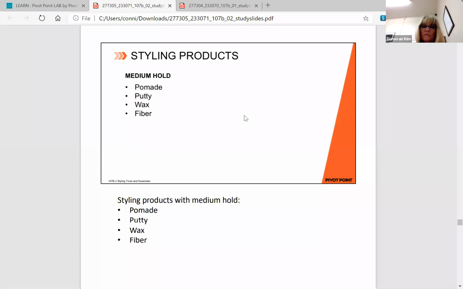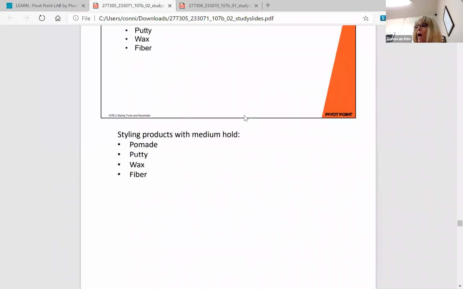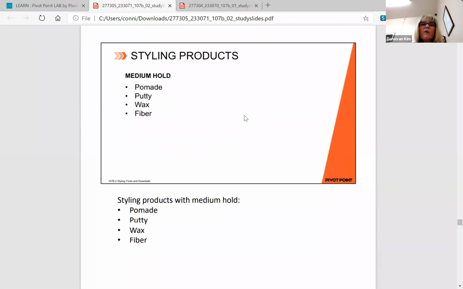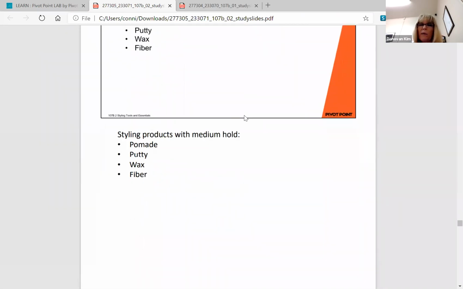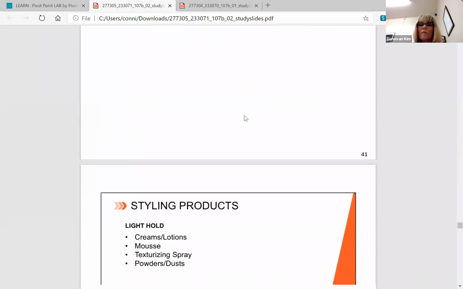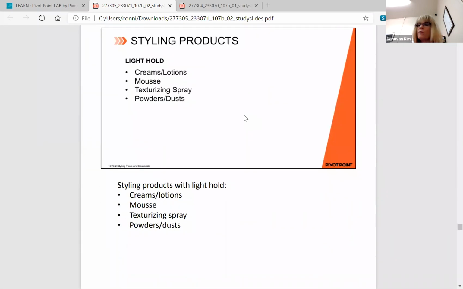So, yeah, to me, wax is usually a little bit too greasy. Out of those right there, I would probably go for a putty. Pomade sometimes is kind of like a wax to me also. It gets kind of greasy. A putty or a fiber maybe. But they all work, and they all work great. Of course, some work better on certain types of hair than others, and some work better for certain looks than others.